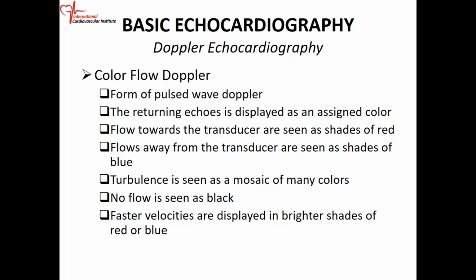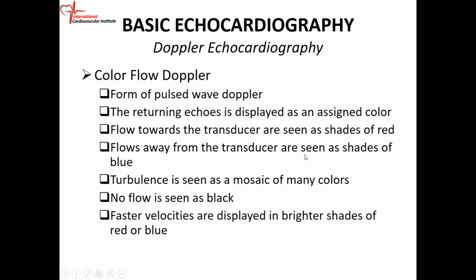So it's customary, if there's blood flowing towards the transducer, we color code it red. So if you see any red color, it suggests that the blood is flowing towards the transducer. And if you see any type of blue color, it suggests that there's flow away from the transducer. Okay? So flow towards the transducer is seen as shades of red.